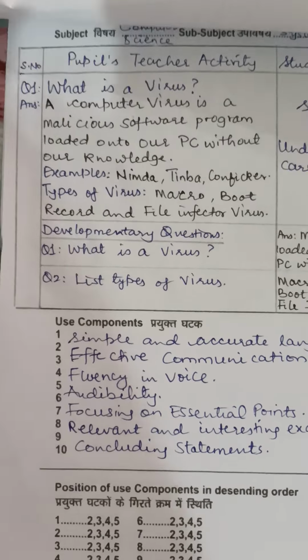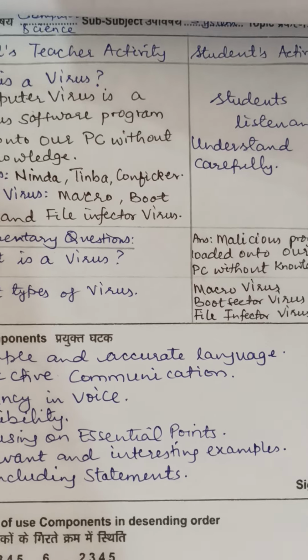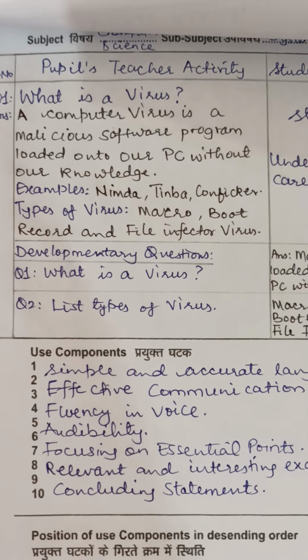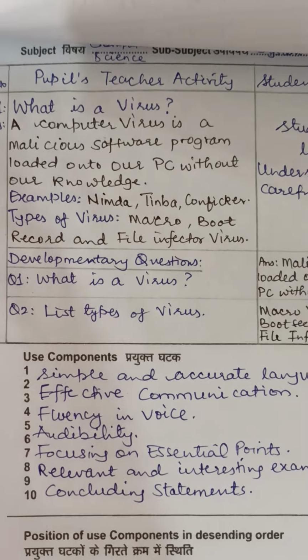Now in explanation, we first give the definition. A computer virus is a malicious software program loaded onto our PC without our knowledge. So you see, we are unaware when a virus enters our computer system. It can be through internet, it can be through an external memory storage device like a pen drive, like a CD-ROM, like a floppy disk, or even when we connect phones to our PC, virus can be transferred. And then we have examples such as Nimda, we have Tinba, we have Conficker, we have Trojan horse. They're very attractive names often of viruses.